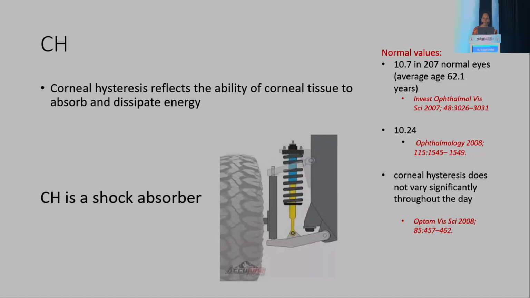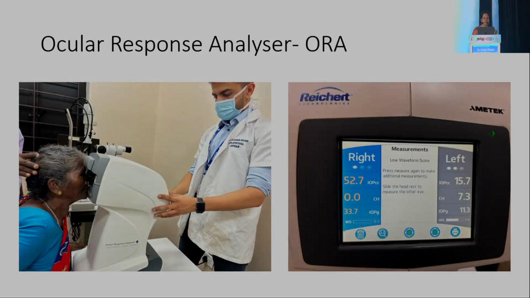The normal values range from 10.24 in some studies and 10.7 in others. And the most important thing is corneal hysteresis does not vary significantly throughout the day like IOP. So low corneal hysteresis means the eye has poor shock absorbing capacity, which makes it susceptible to damage because of high IOP, in terms of progression and predicting the risk.